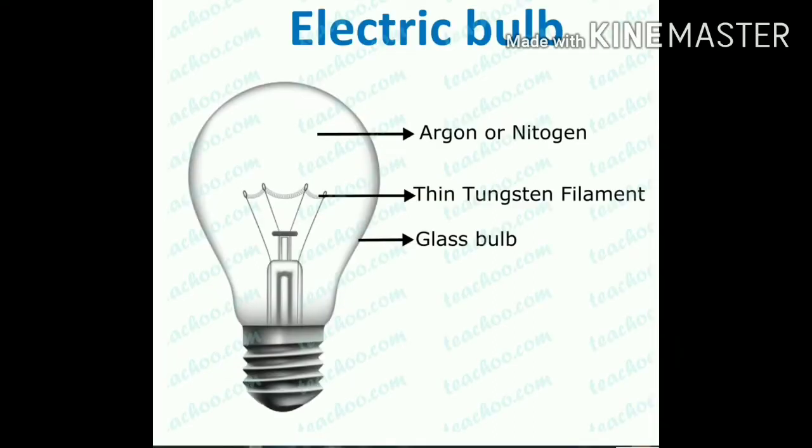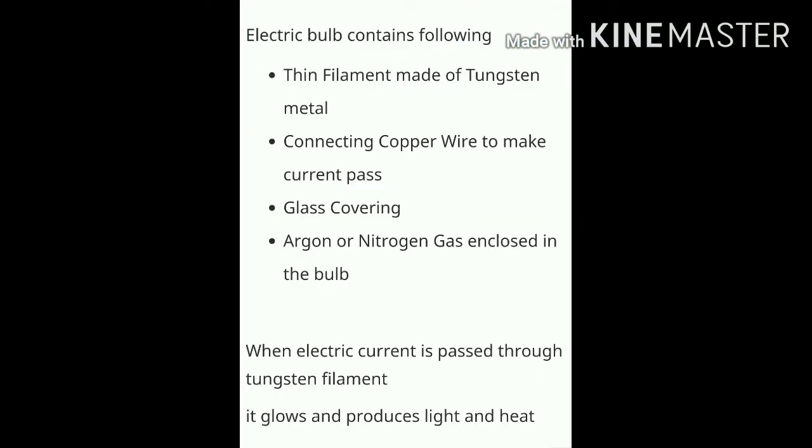When you look at an electric bulb, we see the glass covering over it, and inside that there is a thin filament made of tungsten, and argon or nitrogen gas is filled inside the electric bulb. When electric current flows through a bulb, the tungsten filament present inside it gets heated up and it produces the light. This filament is made from tungsten.